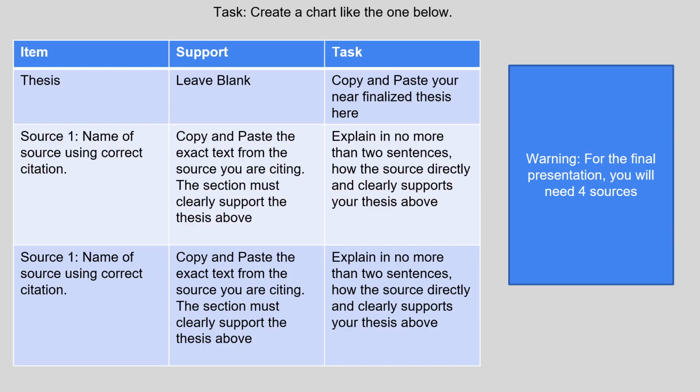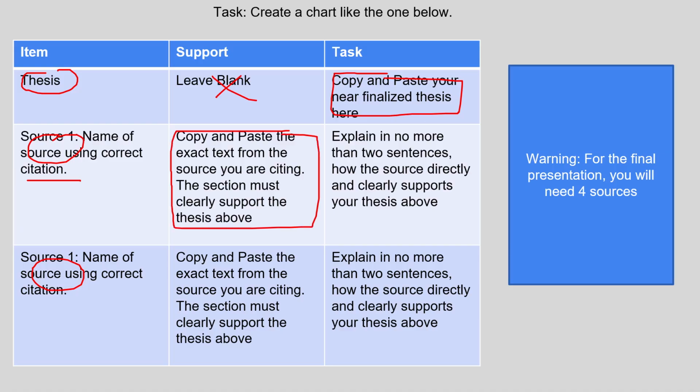So what you're going to do is basically fill in this chart. I want to see your thesis. I want to see your sources, and then I want to see the actual text. So this section you're going to leave blank, and then you're going to put your thesis here. You're going to give me the citation for your source, and then you are going to copy and paste the exact text. And then for the analysis section, you want to explain how this section that you are citing from your source supports this thesis. Usually for analysis, I will tell students, you need to answer the question, in 2 to 3 sentences: How does this source directly and clearly support your thesis above?